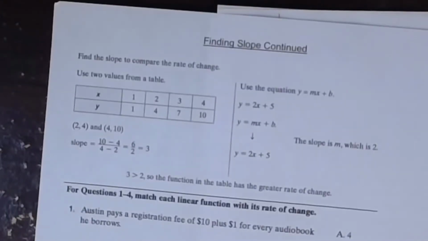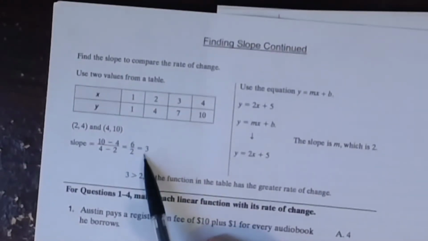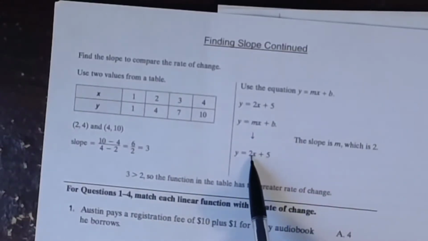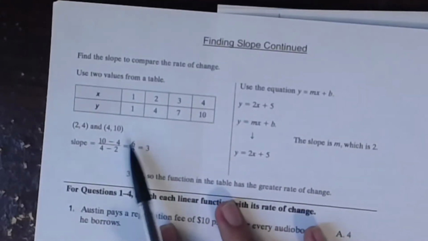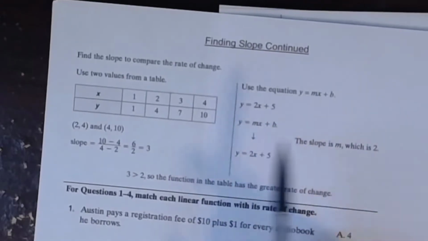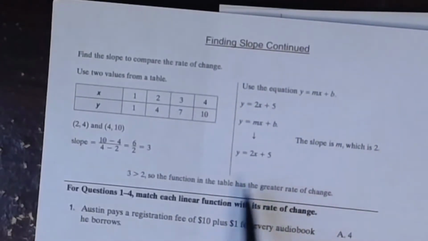Same thing here. You could tell the slope just by the number itself. Over here, the slope is 3, and over here, the slope is 2. Of course, 3 is greater than 2, so this is a steeper slope than this one. In this case, it says a greater rate of change.